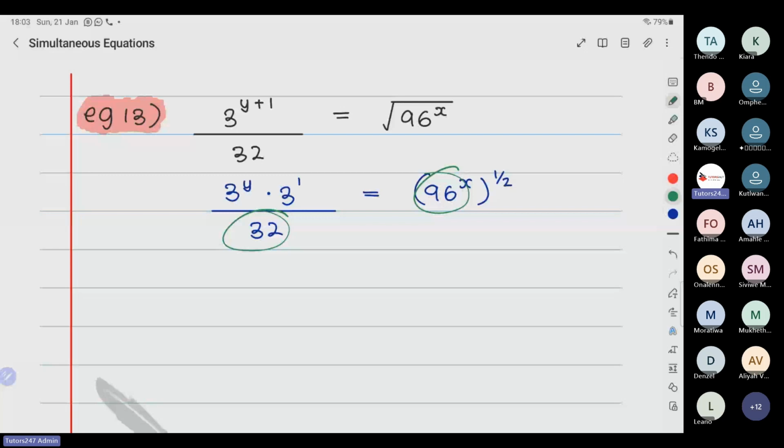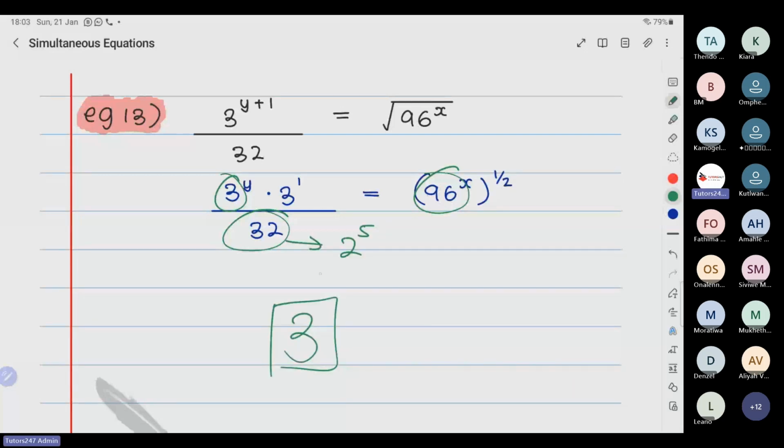So if you notice, we already have 3, right? And we know that when we are dealing with exponents, we like to keep the bases the same. So 32 or 96 needs to be broken up into a base of 3 if possible. We know that we can't break up 32 into a base of 3, right? We know that 32 can be broken up into 2 to the power 5.